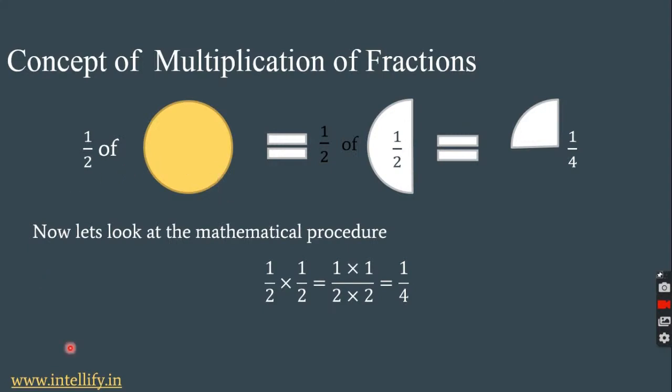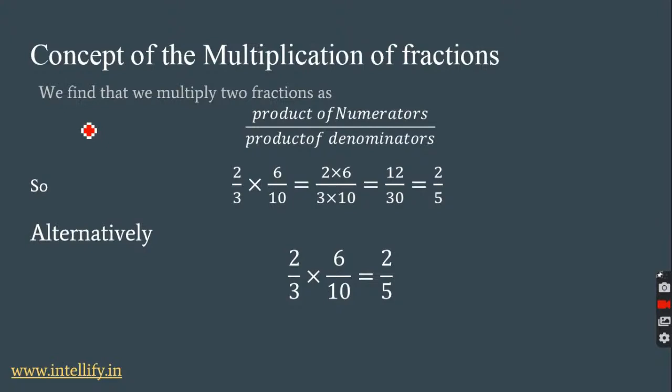Now let us see how half of half, that is half into half, makes 1 by 4. So in multiplication of fractions, we actually just multiply the numerators and the denominators separately. So after multiplication between the two numerators, the result becomes the new numerator. So 1 into 1 is 1, and same with the denominator. The two denominators are multiplied here, 2 into 2, which becomes 4. So 1 by 4 is the answer in both the cases. So basically multiplication of two fractions implies product of numerators by product of denominators.